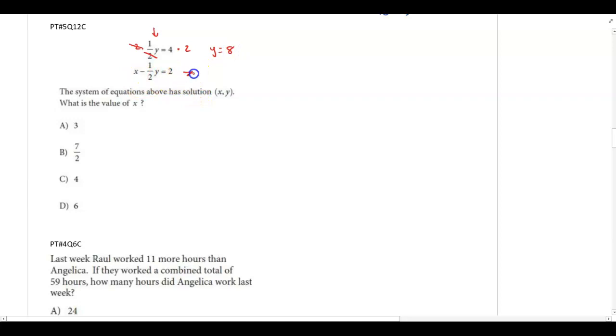Now when I go in here and plug 8 in for y, we get x minus 1/2 times 8 equals 2. Now half of 8 is 4. So it's x minus 4 equals 2. And when I add 4 to both sides, x is equal to 6, which is letter D.